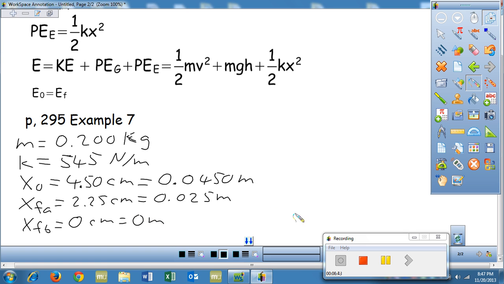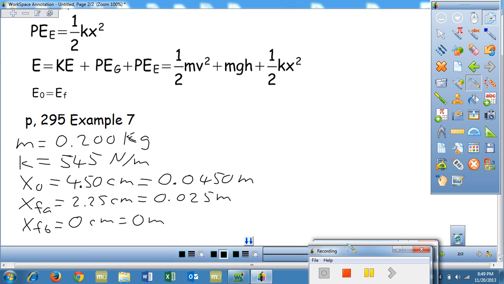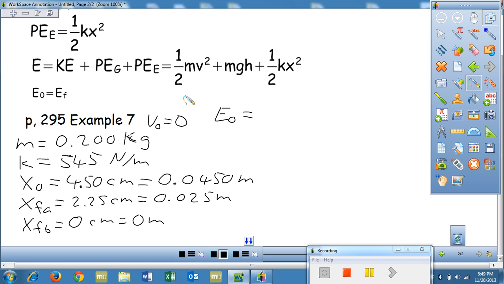Alright, so basically what this is going to come down to is a simple matter of initial energy equals final energy. So initially we have a mass that's not moving. We've got V initial is 0, so we can also say that V0 equals 0, and the spring is stretched this much. So all we have for our energy, E initial, is equal to just the spring energy, 1/2 kx squared.